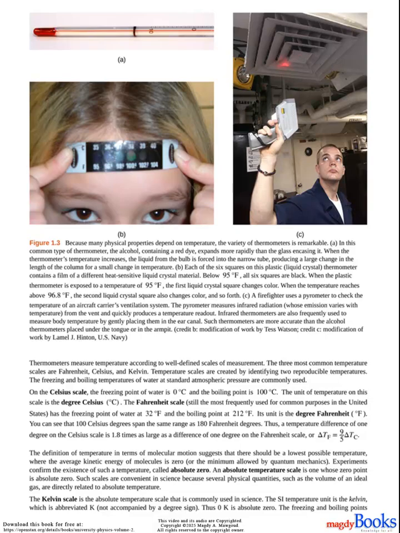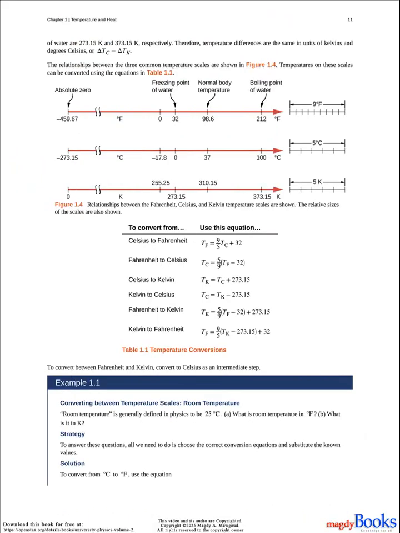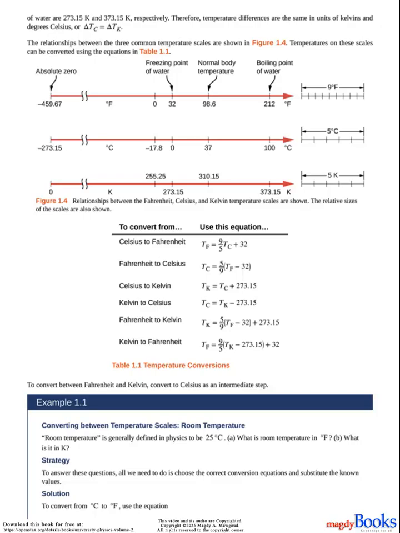The SI temperature unit is the kelvin, which is abbreviated K, not accompanied by a degree sign. Thus 0 K is absolute zero. The freezing and boiling points of water are 273.15 K and 373.15 K, respectively. Therefore, temperature differences are the same in units of kelvins and degrees Celsius, or delta T Celsius equals delta T Kelvin. The relationships between the 3 common temperature scales are shown in Figure 1.4. Temperatures on these scales can be converted using the equations in Table 1.1.